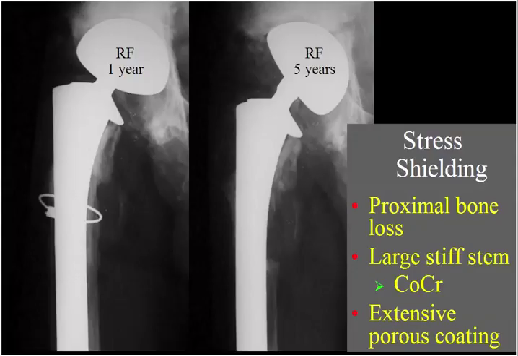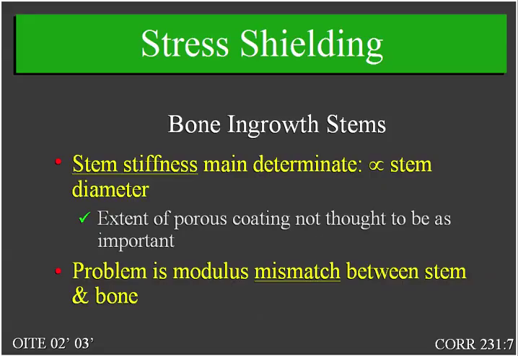Stress shielding, usually seen, is described as proximal bone loss over time in a well-fixed implant. It's usually associated with a large, stiff cobalt chrome stem with extensive porous coating. For the questions on the boards, stem stiffness is the main determinant. A big, stiff stem stress shields more than a smaller stem. The extent of the porous coating is not thought to be as important. The problem is a modulus mismatch between the stem and the bone.